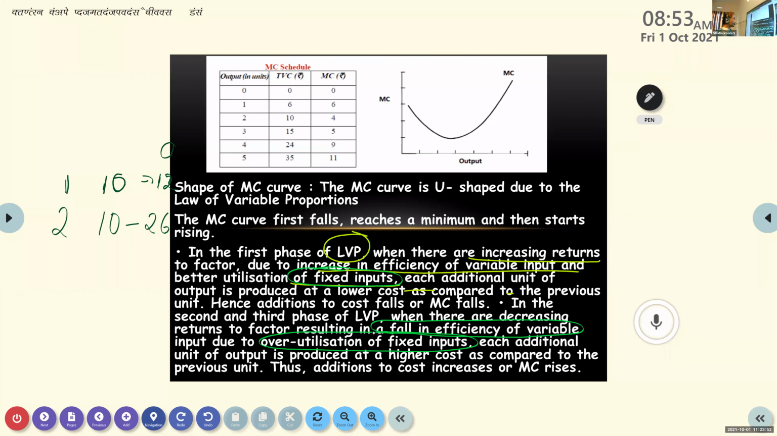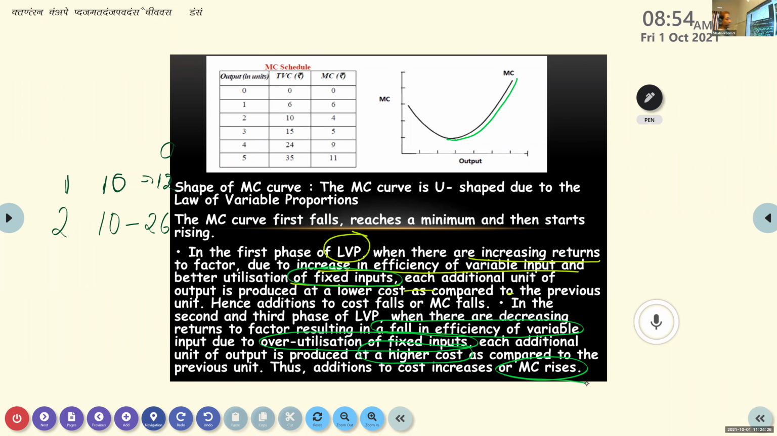That is why the MC, for some time, remains constant. Somewhat, it reaches the minimum here, and for just a few points it remains constant. Then it starts increasing. MC in the sense marginal cost. So for each additional unit of output we produce, what will happen to the cost? The cost will be higher as compared to the previous one. Because of that reason, the cost increases and MC rises.